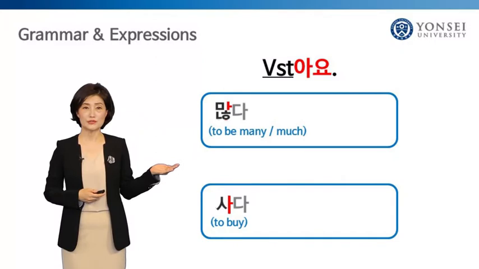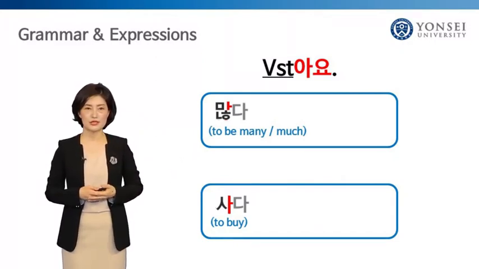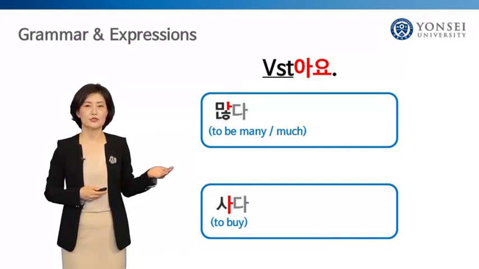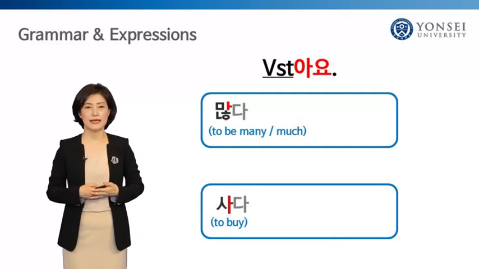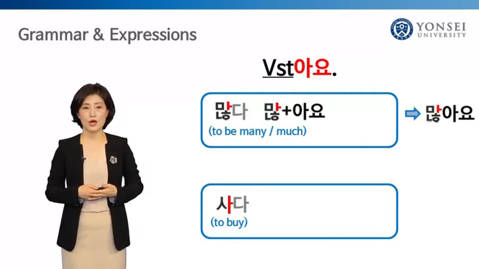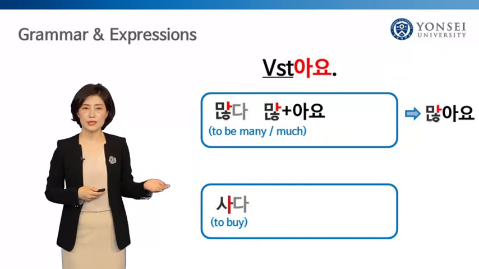First up are verbs which use 아요 after the verb stem. Let's look at verbs ending in the vowel 아. As you can see in 많다, meaning to be many or much, and 사다, which means to buy, the verb stems are 많 and 사, respectively. What is the vowel of the verb stem? Yes, it's 아. So, 많다 becomes 많아요, taking 아요 after 많.